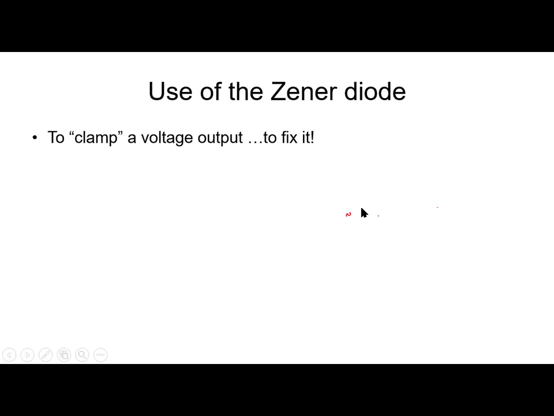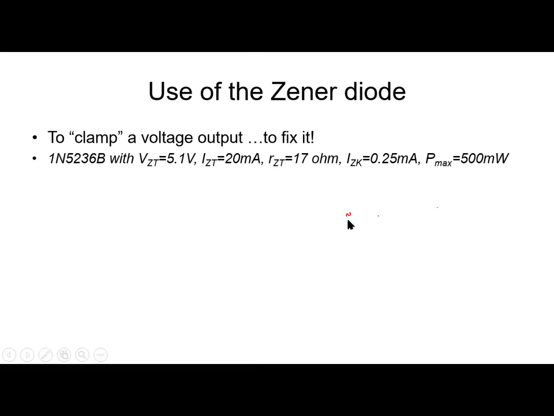Let's use the Zener diode. We use it to clamp a voltage, to fix it. Let's say we have a 1N5236B that has a test voltage of 5.1 volts, a test current of 20 milliamps, and the resistance RZT of 17 ohms. This value we will not use, that is the current that they need. The maximum power, 500 milliwatts, will give us what is the maximum current that we can pass through the Zener.